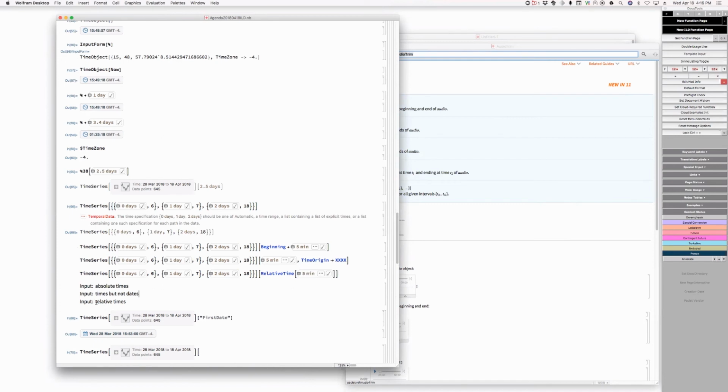Okay, you know what the problem is? This isn't relative times. This is just quantities. Right, because it doesn't necessarily start at 0. Exactly. So the problem is, what does it mean when you ask for day 1.5?